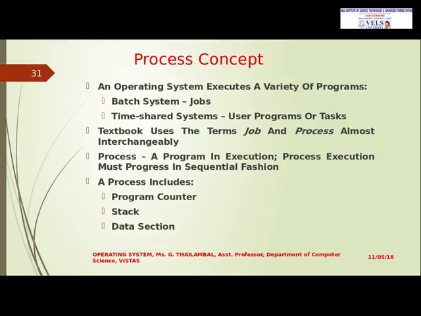So textbook actually the process includes program counter, stack and data section. So what is a program counter? The program counter will have the next instruction that needs to be executed. So if the first instruction is getting executed, the program counter will have the number of the second instruction that needs to be executed next. So the program counter will have the number 2. That means the second instruction needs to be executed.